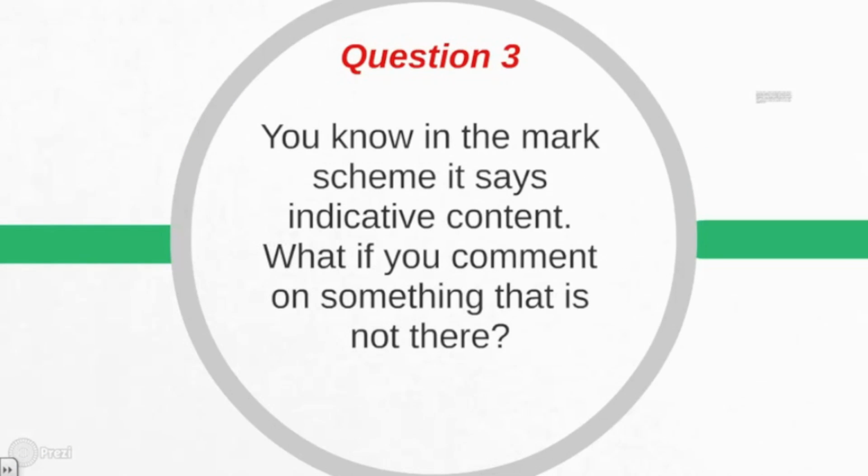Somebody else asked this question. Obviously, you know, in the mark scheme it says about indicative content. What if you comment on something that is not there? So basically, the people that are marking your exam papers have a mark scheme in front of them, and they have the banding, and they also have a list of things that could be included in your answers, and that's called indicative content. Now, that gives them a guide as to what to give marks for.